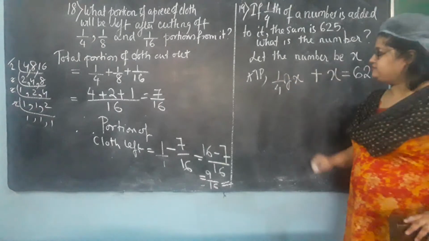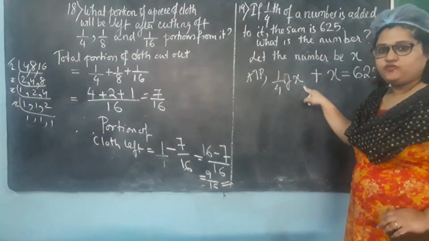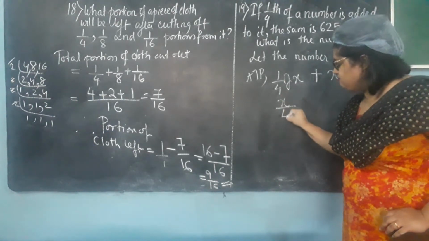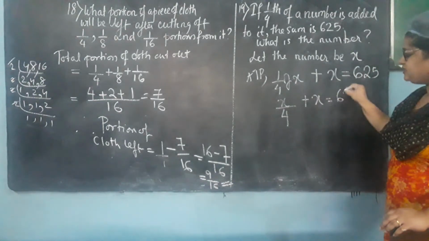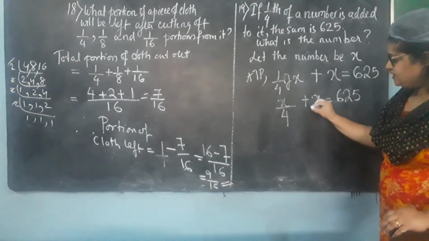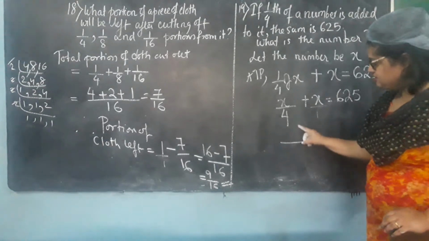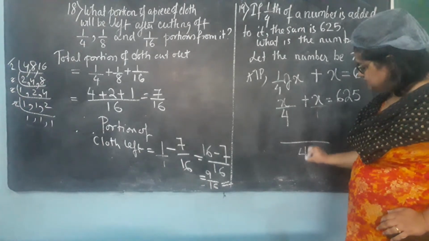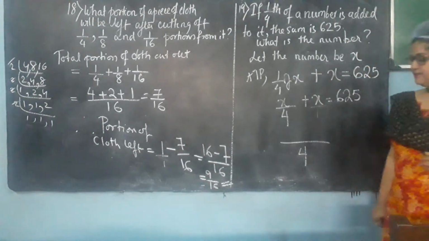So solve it. 1/4 of means multiplication of x. So 1 into x will give you back x by 4 plus x is equal to 625. Now take the denominators. Nothing is there means 1. So the LCM will be 4 always. With 1, if you have any number, the number becomes the LCM.